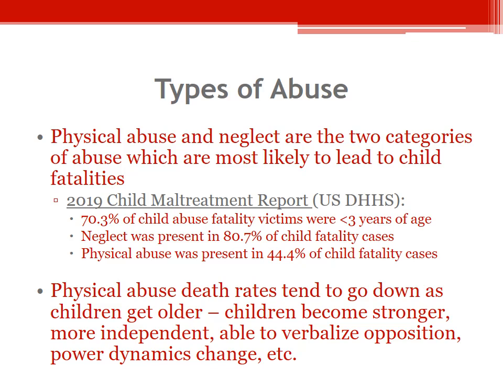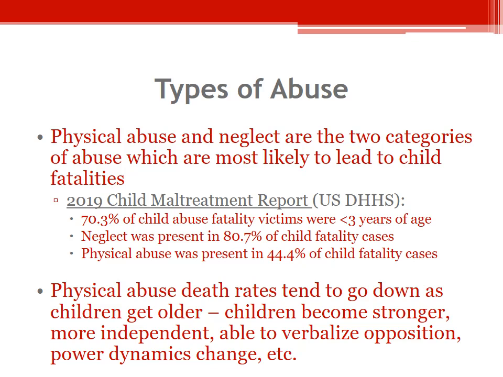Physical abuse and neglect are the two categories of abuse which most closely match up with the definition of injury that I gave to you earlier in the course when we were differentiating between injuries and illnesses. They are also the two categories of abuse which are most likely to lead to child fatalities. If we look at the U.S. Department of Health and Human Services 2019 Child Maltreatment Report, where they've documented all the children who died of some form of abuse in the year 2019, they found that 70.3% of all child abuse fatality victims were under the age of 3.